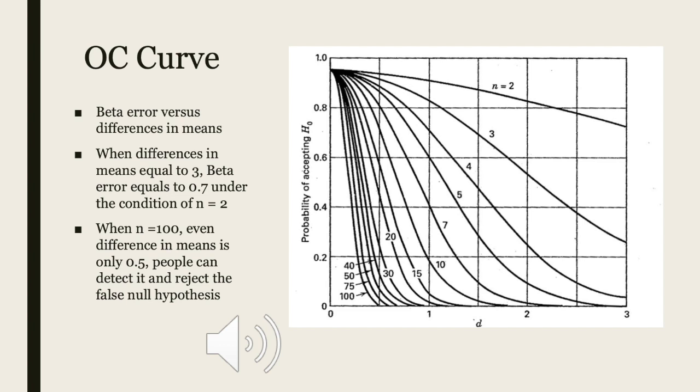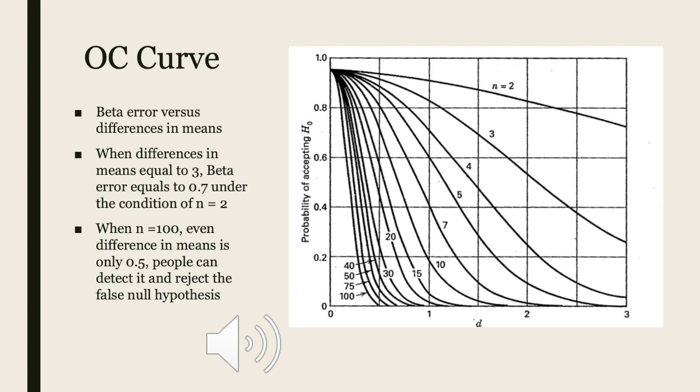OC curve is a graph of beta error versus the differences in means under a fixed sample size. On the right side of this slide is a graph of several OC curves with different fixed sample sizes. The horizontal axis is the differences in means, and the vertical axis is the probability of accepting the null hypothesis. The null hypothesis in this example is mu1 equal to mu2, and when the sample size is fixed, for example, to 2, even if the differences in means is increasing to 3, the probability of accepting the null hypothesis that the differences in means equal to 0 is still nearly 0.7, which is quite high.